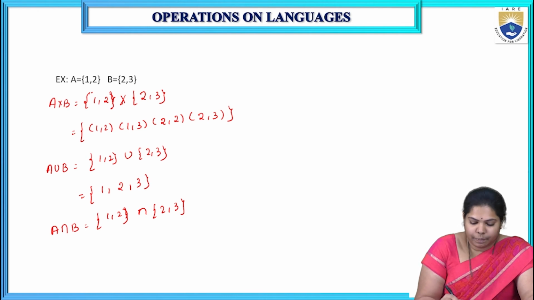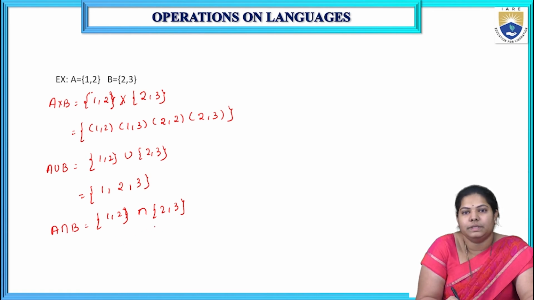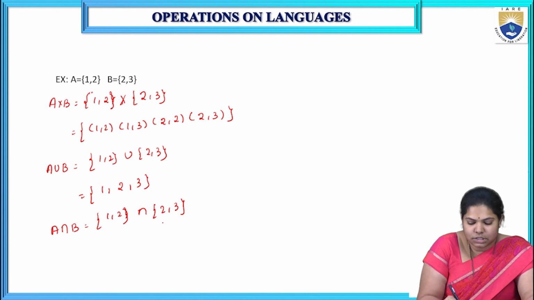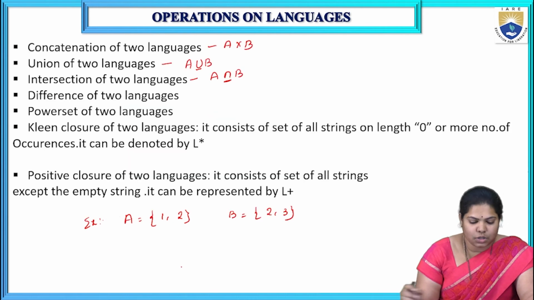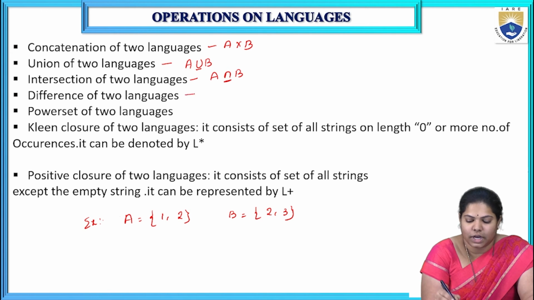So how to represent this? Intersection means the common element or input symbol that these two languages have. From these two we have a common element, 2. So this is A intersection B. Right? The next one is called the difference of the two languages.